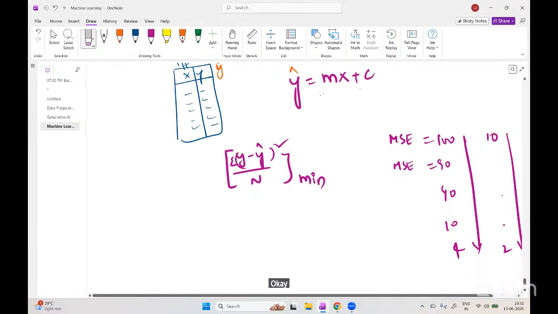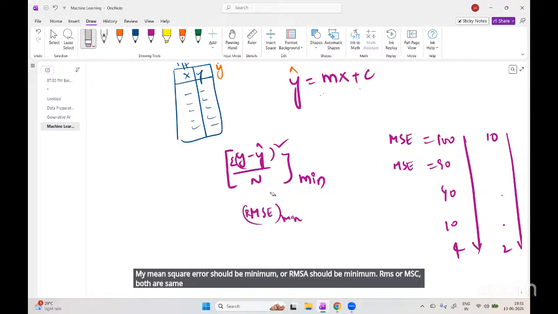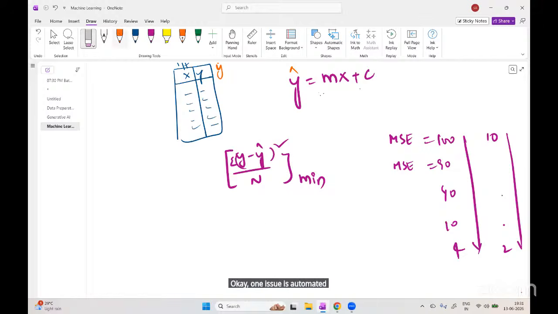Okay. Now, my sum of the squares of errors or mean square error should be minimum. My mean square error should be minimum, or RMSE should be minimum. RMSE or MSE, both are the same. If one is low, automatically the other is low.